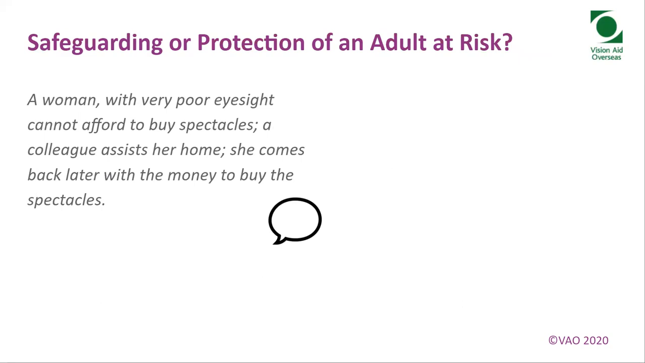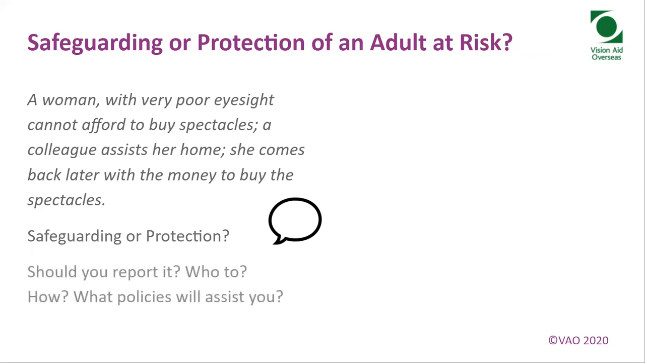A woman with very poor eyesight cannot afford to buy spectacles. A colleague assists her home. She comes back later with the money to buy the spectacles. Safeguarding or protection? Would you report this? Who to? How? What policies will assist you?